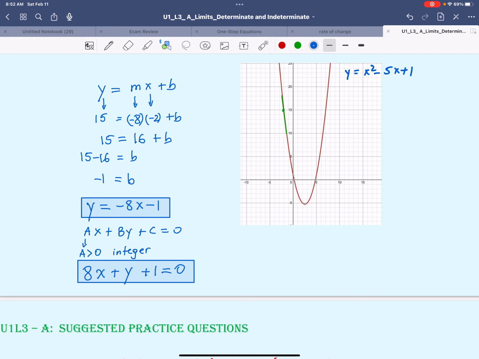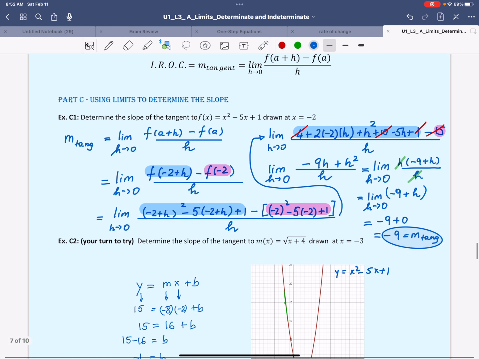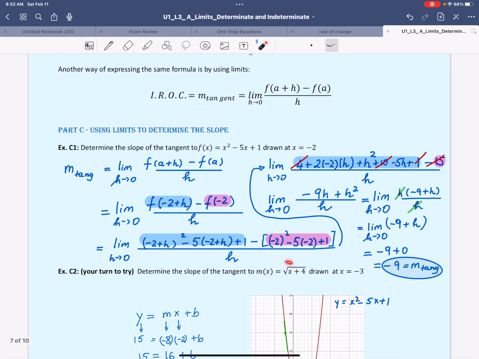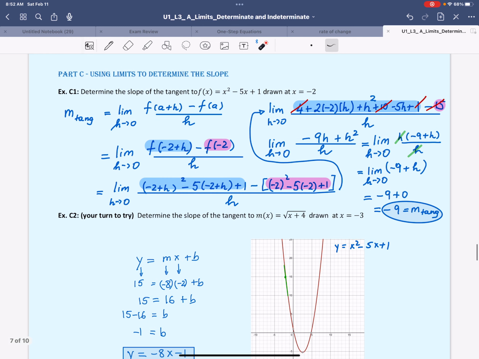So this is how we find the slope of the tangent using limits. And here we have another example that you can try on your own. I'll try to go over it in a video and record the solution, but please try this on your own. It's not difficult at all.